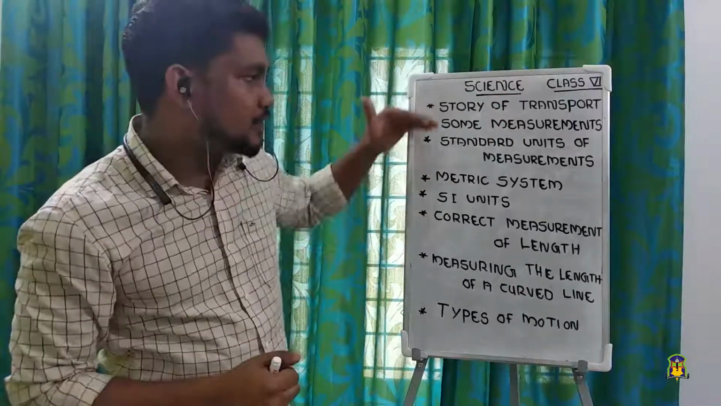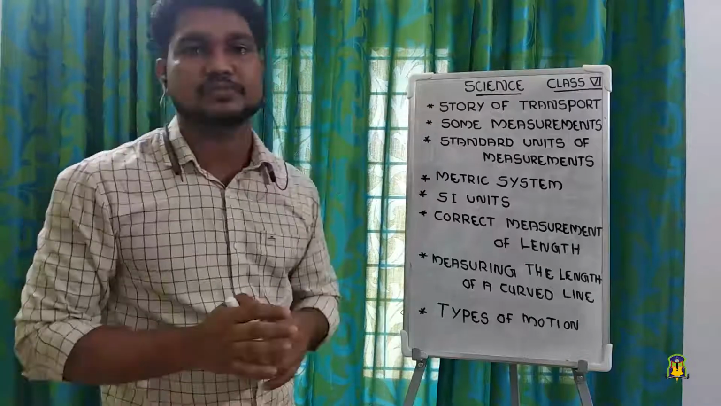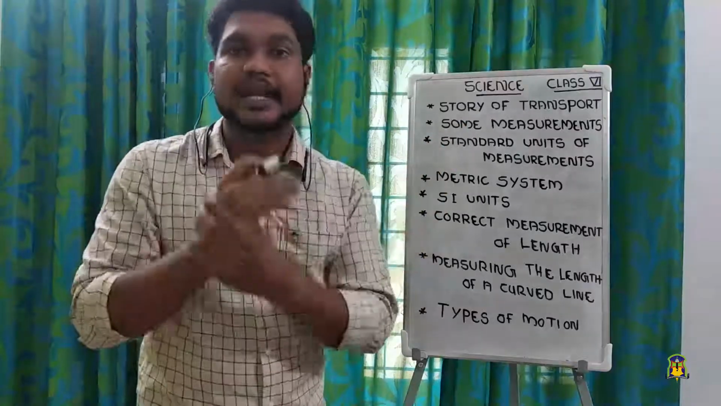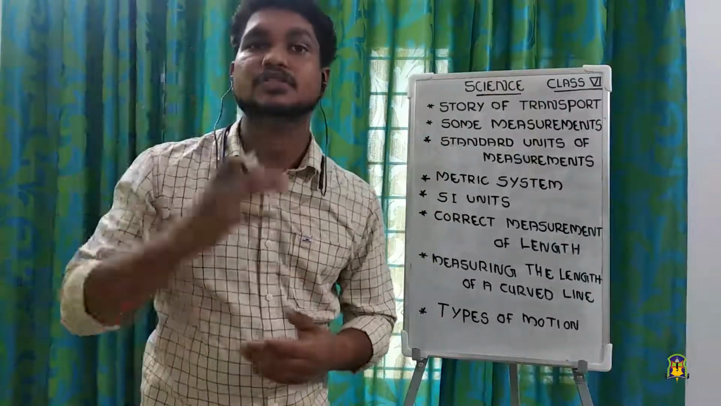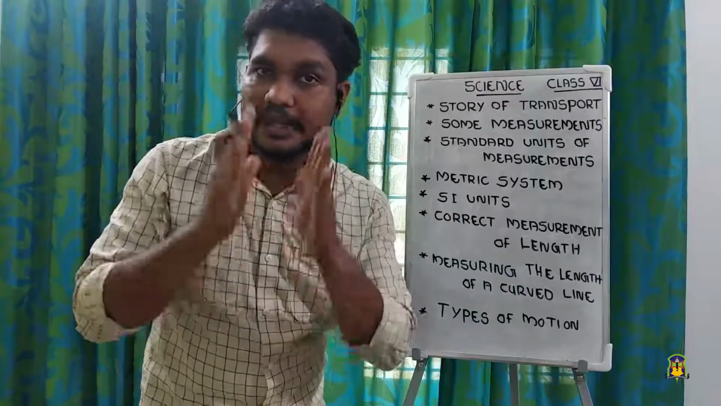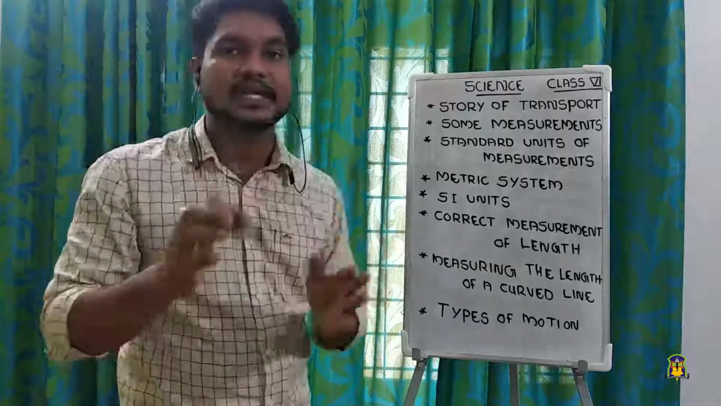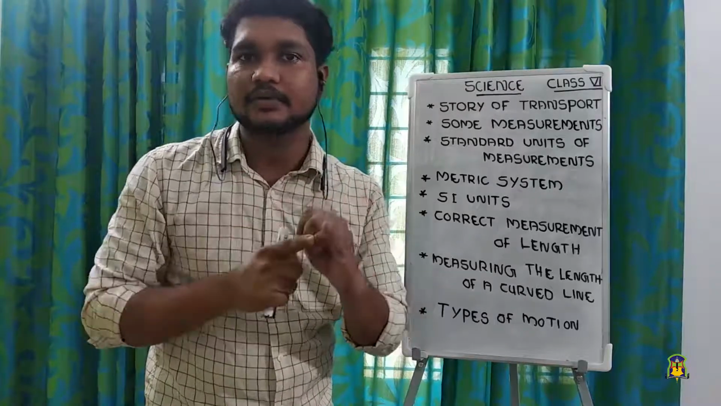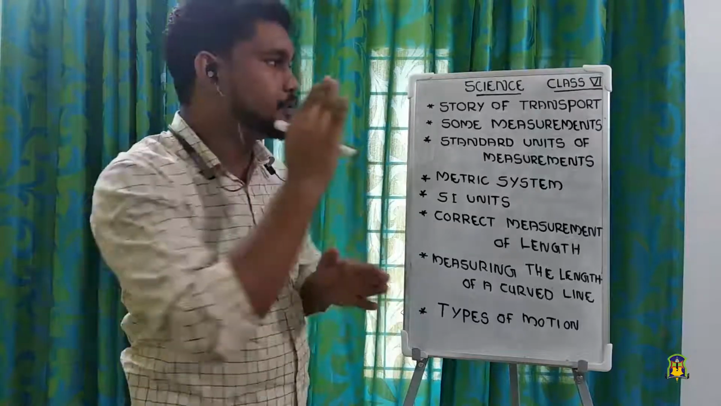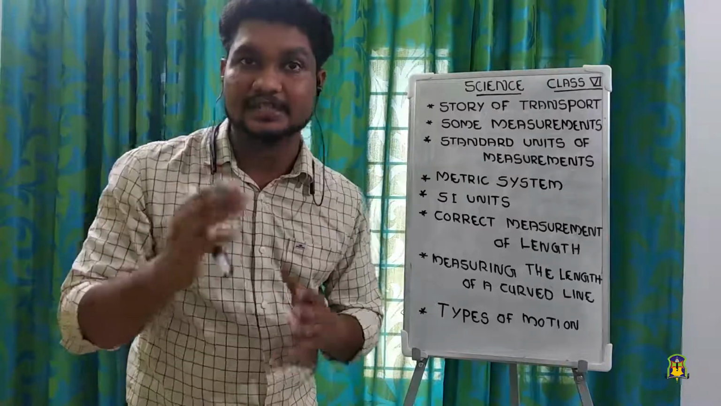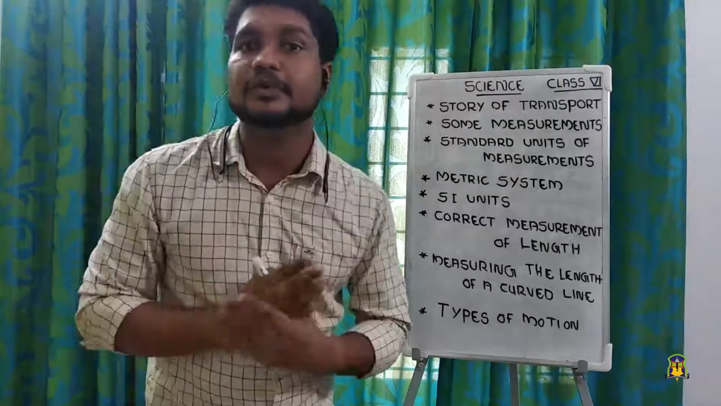Clear? Then I am moving to the next topic, some measurements. In that topic we know that in ancient times people used many measuring methods, but they faced one problem. They used non-standard units like gilli and danda, handspan, cubit, then foot. Then what was the problem? They used these methods to measure things, but there was no uniformity.